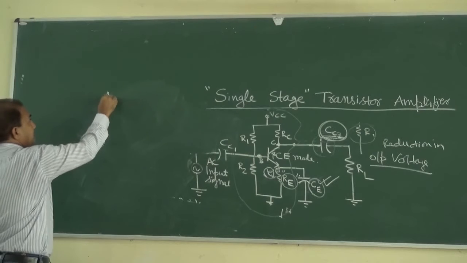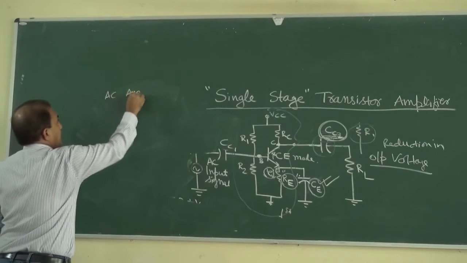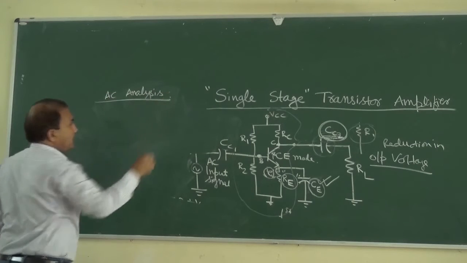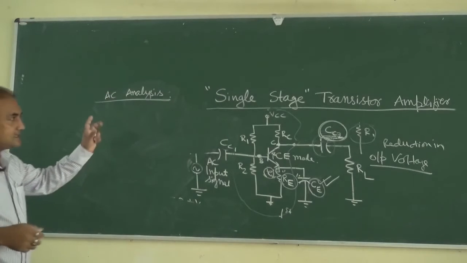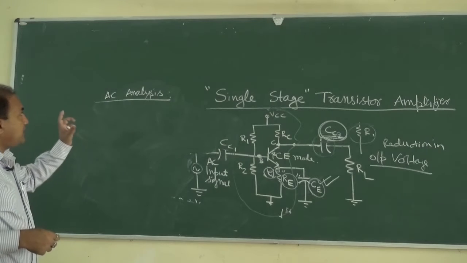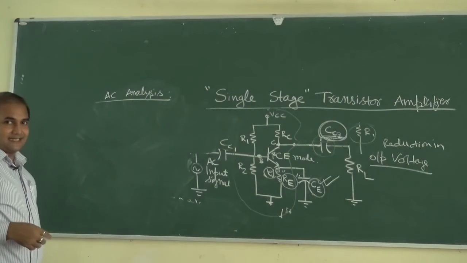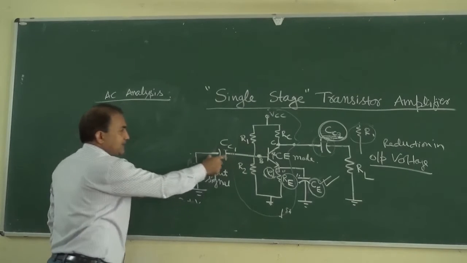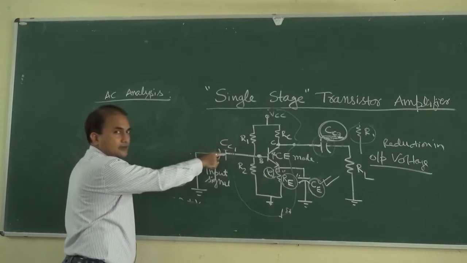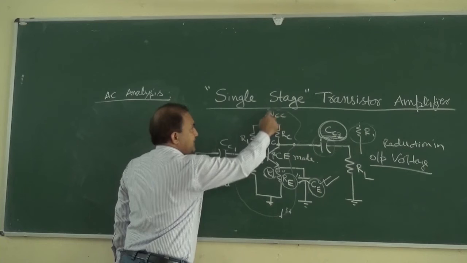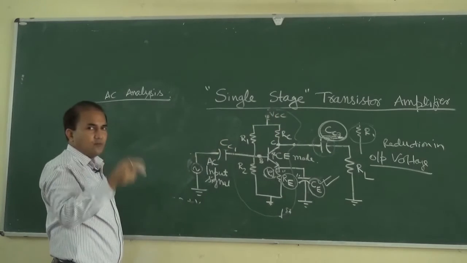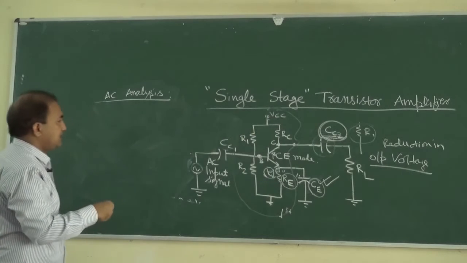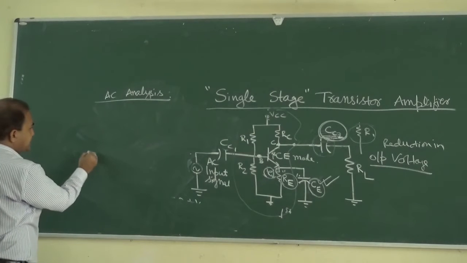So in AC analysis, how can we represent this transistor amplifier circuit? It can be represented like this. All the capacitors have to be shorted, and this VCC has to be removed, and we have to put ground in place of VCC. So the circuit will look like this.